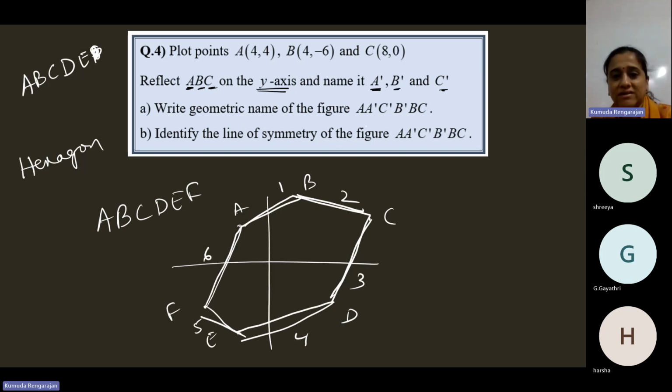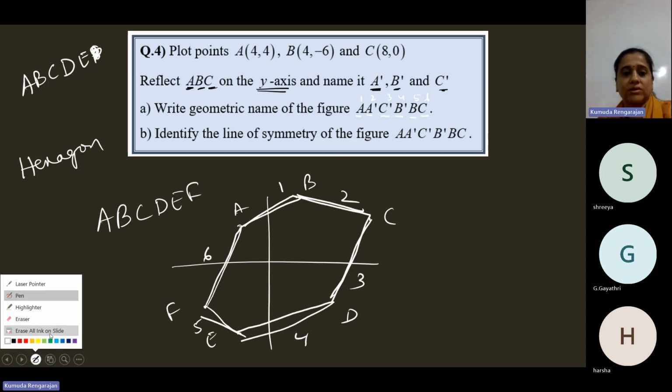So how many letters are here? A dash, C dash, B dash, B, C. 1, 2, 3, 4, 5, 6. Okay. Hexagon. No, but you should see that in the graph. I'm just telling you. Okay. Then you should identify.